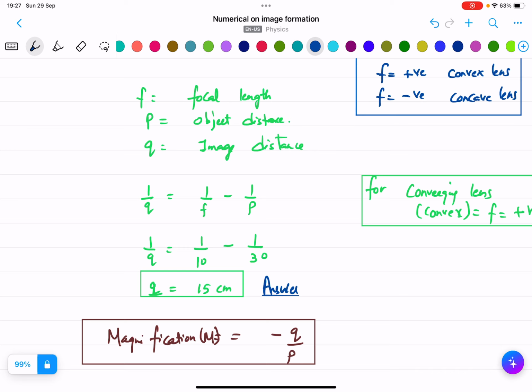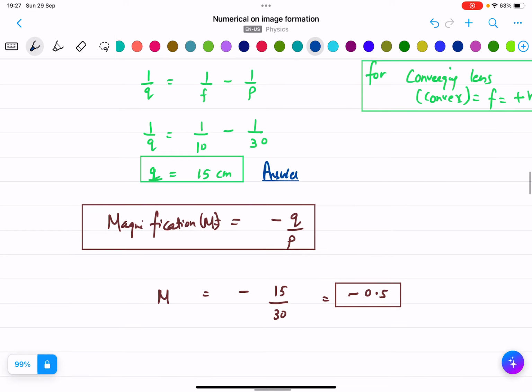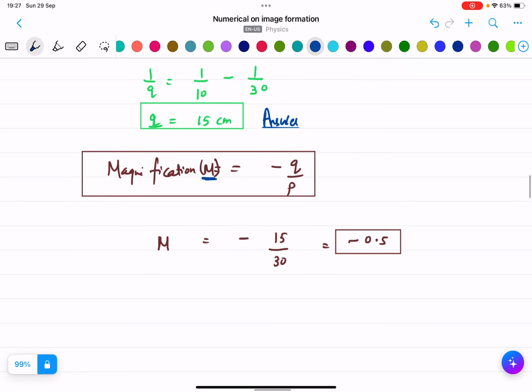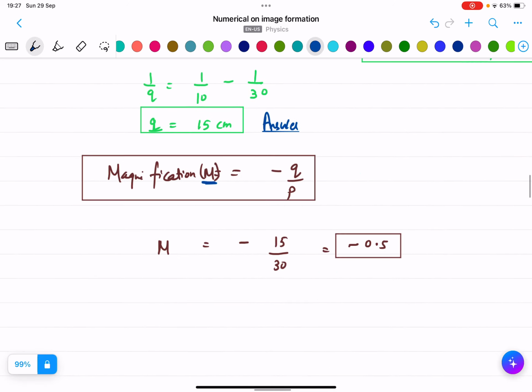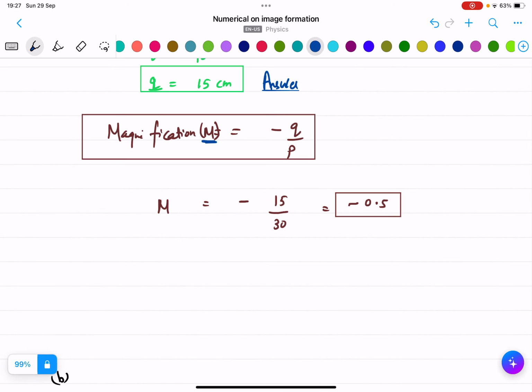So you need to find q, and then you need to find magnification. Magnification means the image is magnified or diminished. Always remember, magnification is denoted by capital M and its formula is minus q over p. So now minus 15 by 30, so it is minus 0.5. That means it is smaller than the object. So minus 0.5 is the magnification of the image. So this is my another answer.